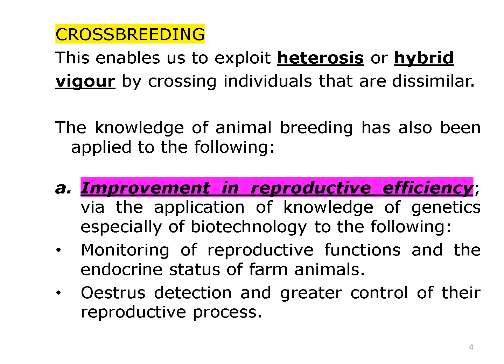It is used in improving reproductive efficiency, and this is through the use of knowledge of genetics, especially as it applies to biotechnology in the following areas. It is used in monitoring of reproductive functions and the endocrine status of farm animals. With this knowledge, farmers can know when to breed their animals so that they can achieve the best reproductive efficiency. Estrus detection also leads to greater control of the reproductive processes of farm animals.